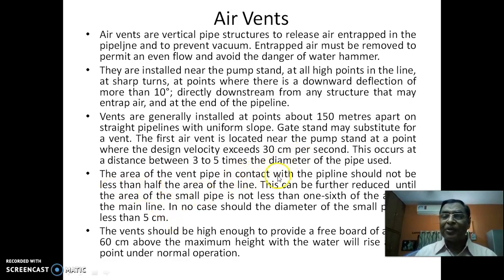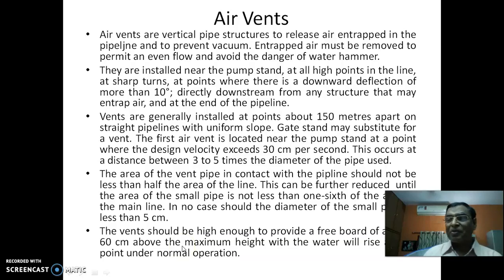This can be further reduced until the area of the small pipe is not less than 1/6 of the area of the main line. So in no case should the diameter of the small pipe, that means the air vent, be less than 5 centimeters. The vents should be high enough to provide a freeboard of at least 60 centimeters above the maximum height to which the water will rise at that point.